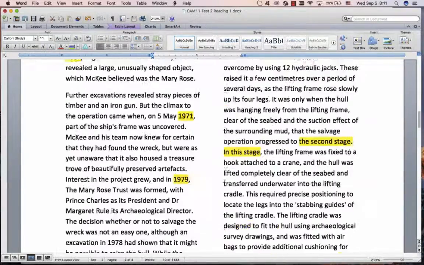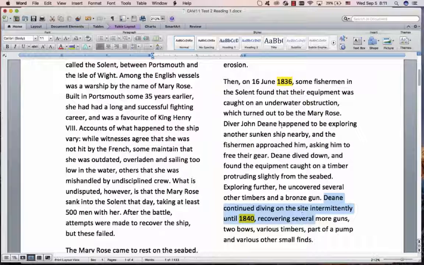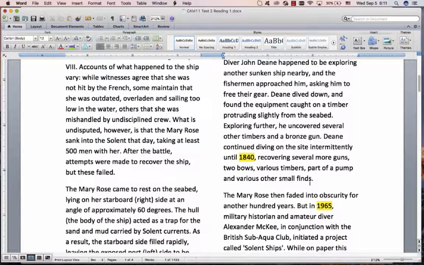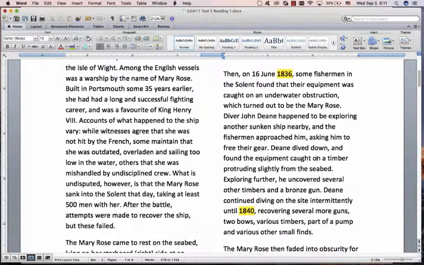What happened in 1840? Dean continued diving. Okay, so you should probably read this. Who's Dean? He's a diver, and the fishermen approached him and asked him to help them to free their nets, their gear. Gear means equipment. So then he dived and found the equipment, and he explored more, and he found several things from this ship, including a gun. Then, here's our sentence. He continued diving on the site until 1840, and he found all of these things. So in 1836 he started diving, and in 1840 he stopped.